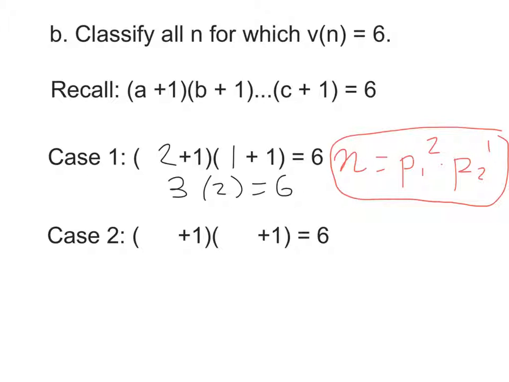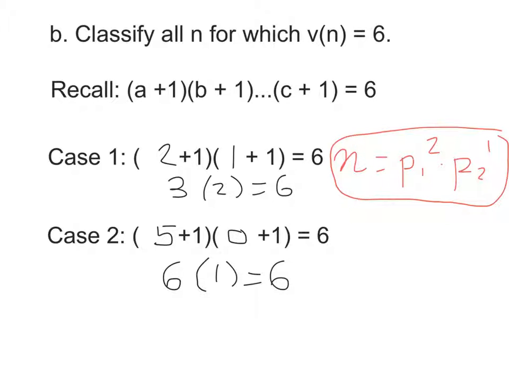The last scenario where we can get this product to equal 6 is simply when we decide that our a value can be 5 and our b value is 0. If we go ahead and simplify, 5 plus 1 is 6, 0 plus 1 is 1, and 6 times 1 will definitely get us 6.